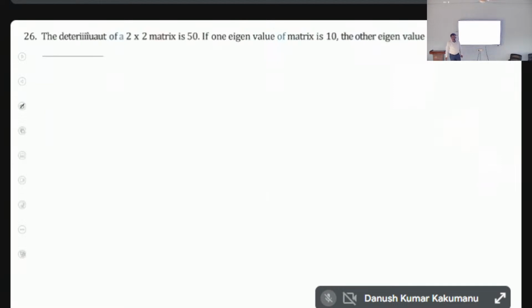What is the answer? Try, all of you. Easy bit. 5 seconds is enough to answer. If you have knowledge about eigenvalue and eigenvector properties, 5 seconds is enough to answer it. Okay. Half a minute I will give you. Tell me what is the answer.